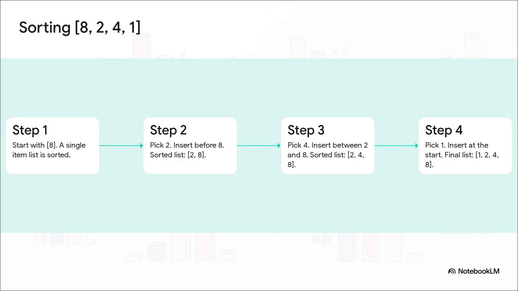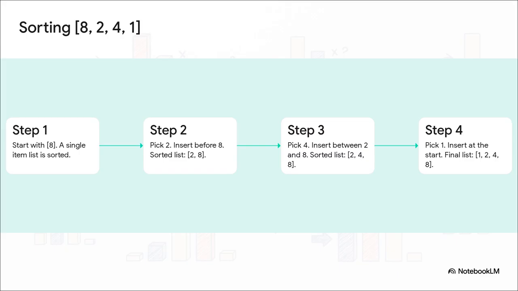Okay, let's actually watch this thing work. We've got the list 8, 2, 4, 1. First up, the number 8. Well, a list with only one item is by definition sorted, so that's easy. Next, we pick up the 2. Is it smaller than 8? Yep, so we slide it to the front. Our sorted hand is now 2, 8. Then we grab the 4, we scan our sorted hand, and yep, it goes right between the 2 and the 8. Finally, we take the 1, see it's the smallest of all, and it goes right at the very beginning. And there you have it, 1, 2, 4, 8.